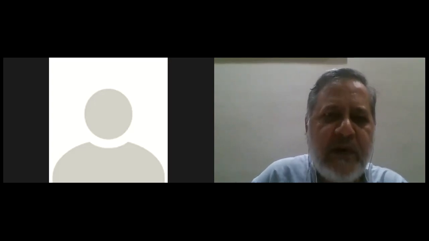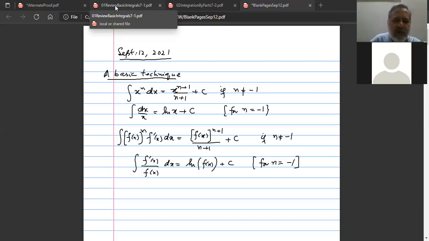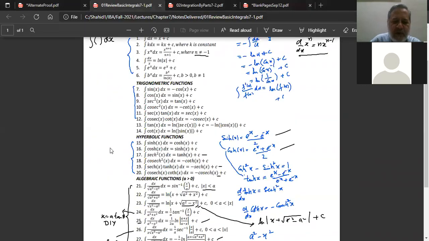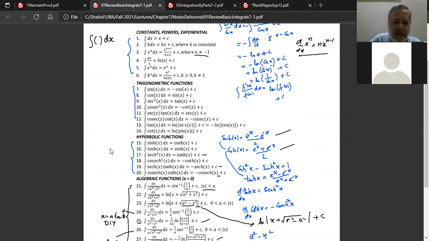Last time we discussed Article 7.1, a review of some basic integrals, and I went through the proofs of some of them briefly. Today I have to go into Article 7.2, which is all about integration by parts, and we'll be dealing with problems from very simple to very complicated.